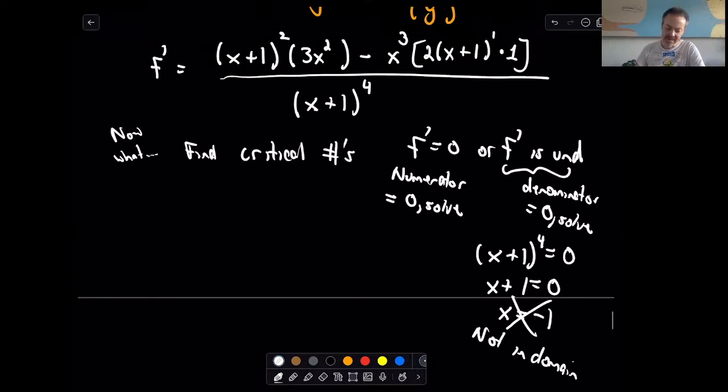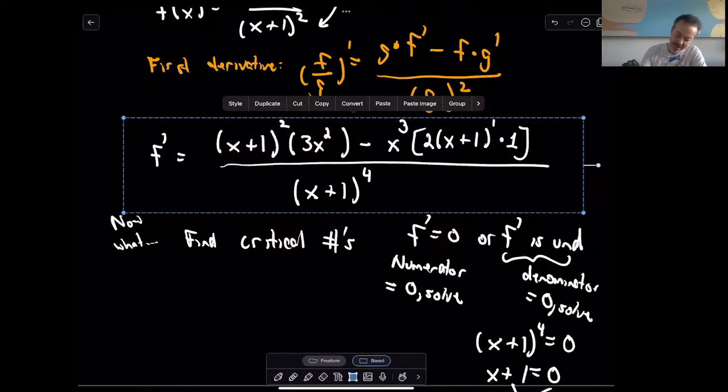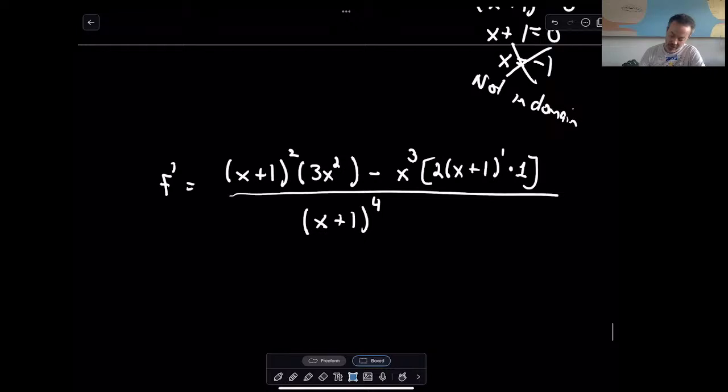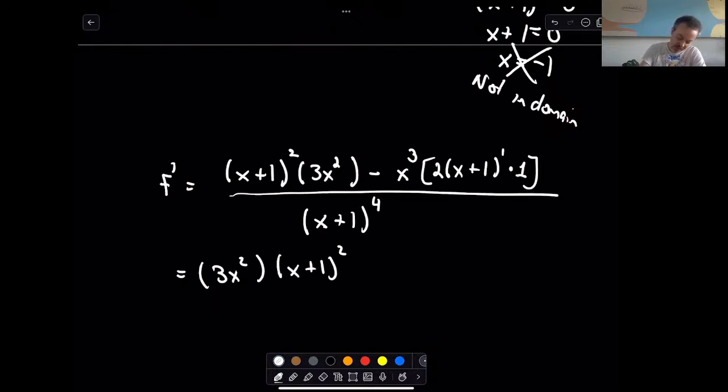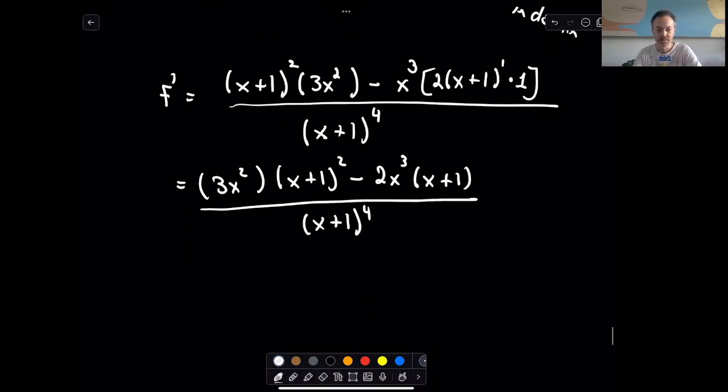Okay, so that's not in the domain, but we'll still use it. The harder part is going to be setting the numerator equal to 0, and you really want to clean this up anyway. So let me take all this and clean it up. I'm kind of jumping the gun a little bit. I'm going to try to factor the numerator, so I'm going to clean it up first. I'm going to write this as 3x squared, and take as many steps as you need. I'm going to clean up the second term. It looks like I'll have a negative 2x to the third multiplied by x plus 1, all over x plus 1 raised to the 4th power.